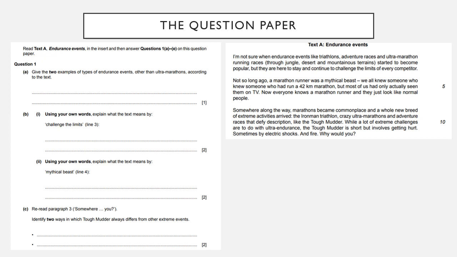Always look back at the text and see how it's used, because it's within the context of the passage that they're going to be asking you about it. So it says, "Not long ago, a marathon runner was a mythical beast." What does that mean? Well, think what a myth is. A myth is something that you don't think is necessarily true. It's kind of like a legend, something almost fantastical, not real.